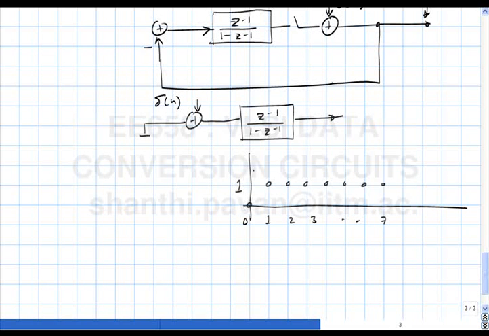How are we getting this, given delta n? What is delta n? It is 1 at 0 and 0 throughout. 1 by 1 minus z inverse is nothing but 1 plus z inverse plus z to the minus 2 and so on.